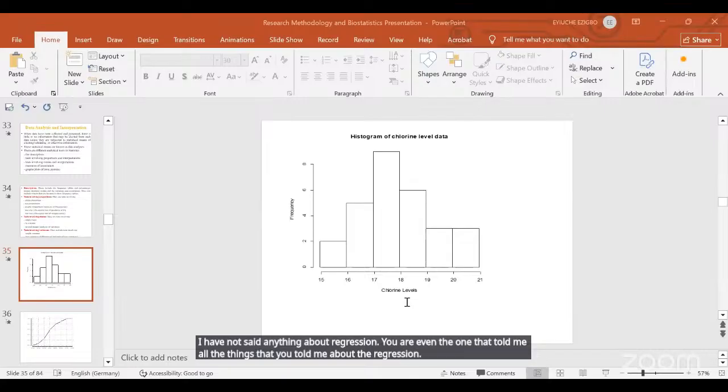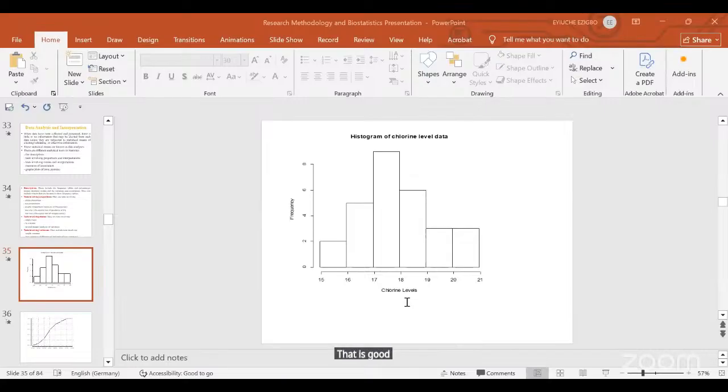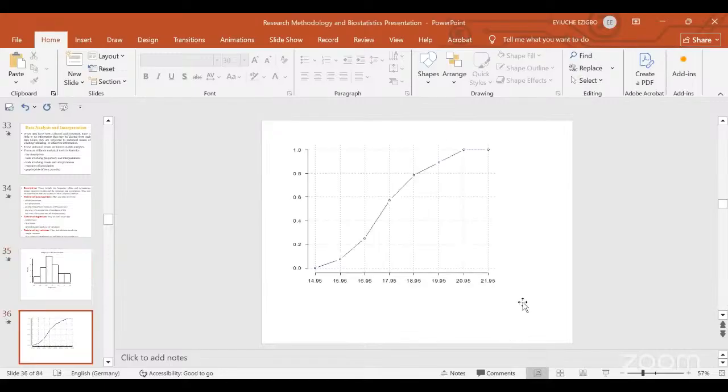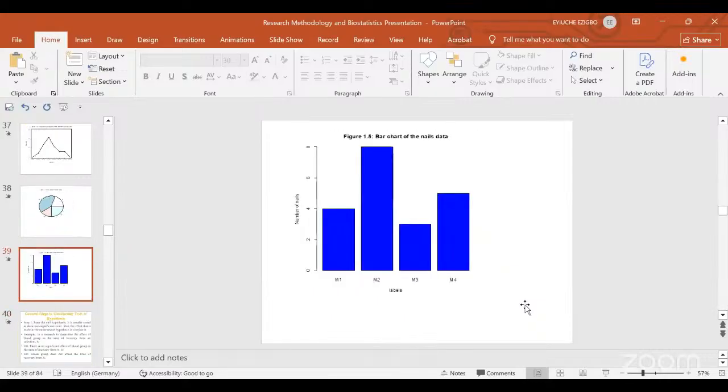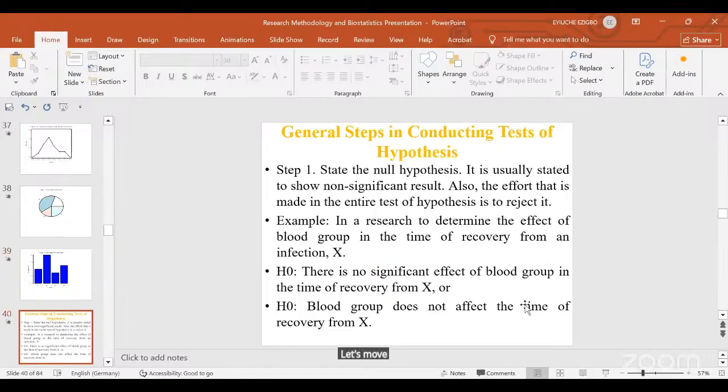That is good. So, next. Okay, thank you. I think there's no need for all of this. Okay. Let's move. General steps. Let's move to general steps.